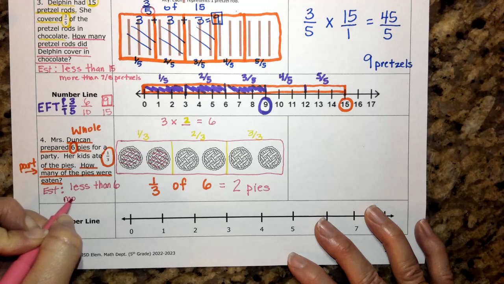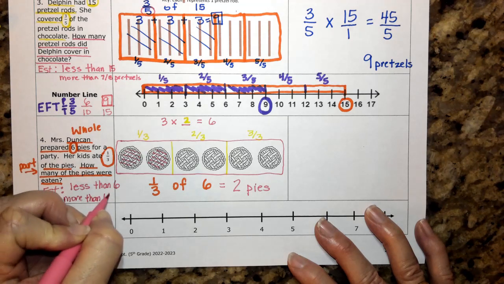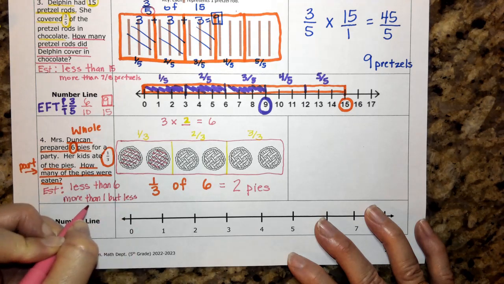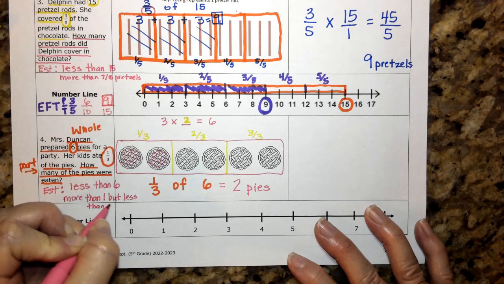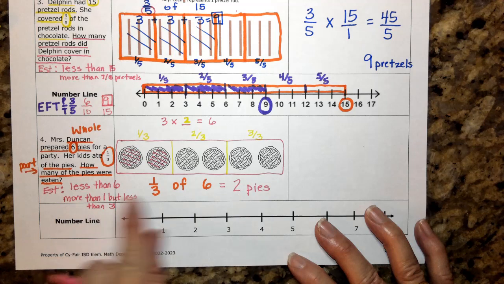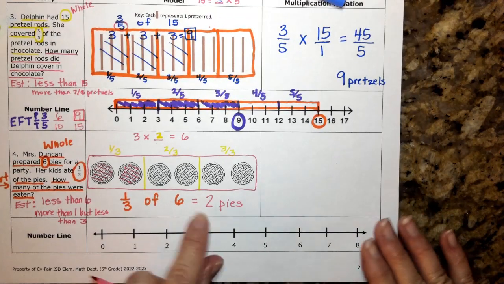So more than 1, but less than 3. Well, look at our answer. Our answer is 2 pies. So this makes good sense to me. Let's relate this to our multiplication equation.